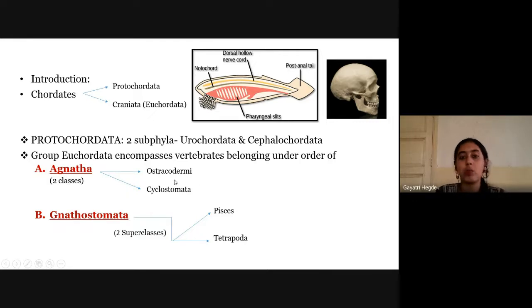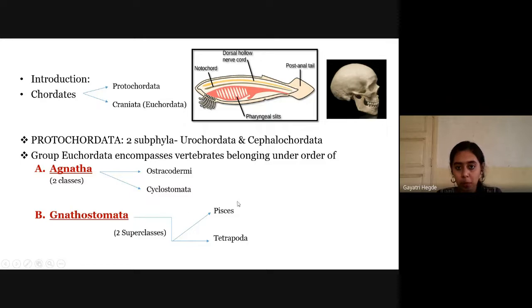Ostracodermi: derma means skin, and ostra means osteo, bones. So they have bony plates, armed vertebrates. Okay. Whereas cyclo means circular and stomata means mouth. So the animals which have circular mouth are included in cyclostomata. Now, Agnatha has two classes, whereas Gnathostomata has two superclasses. Okay, those superclasses are Pisces and Tetrapoda. So, Pisces comprises of fishes. You guys know that. Tetrapoda are those animals which have tetra, four, poda, meaning four legs. Poda means legs. So, in tetrapoda further classes come: amphibians, reptiles, aves, mammals.